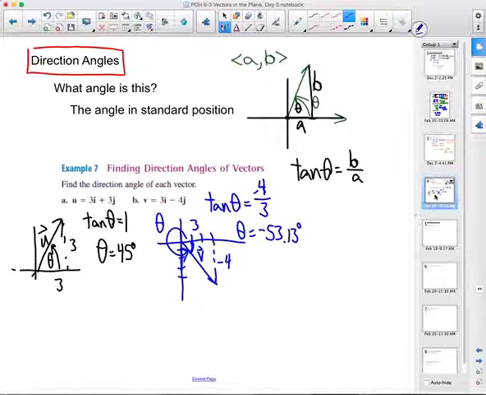Is that the angle we're looking for? No, you add 2 pi. You want something like 300 something. Yeah, add 360. Okay, if we're in radians, we'd add 2 pi. Alright, so we add 360, and the angle we're actually looking for here then is 306.87 degrees. Okay.